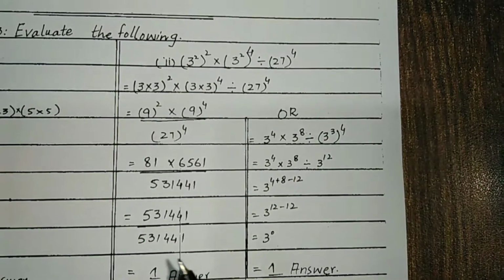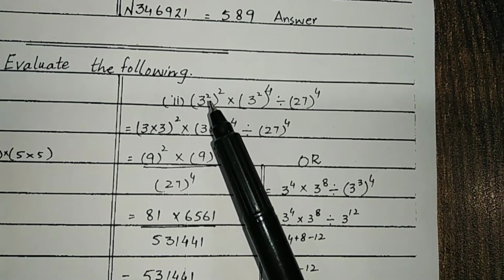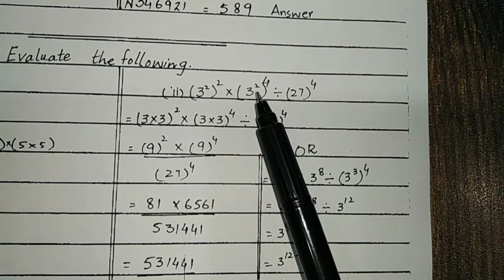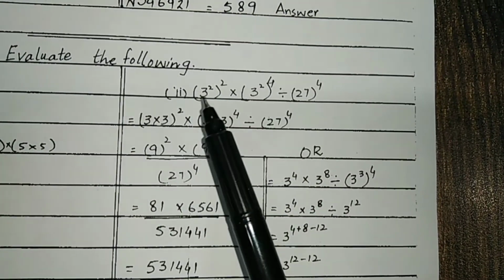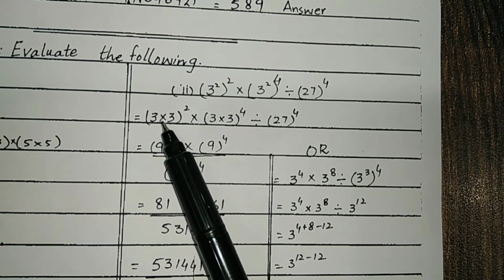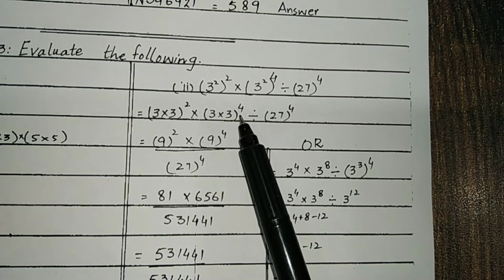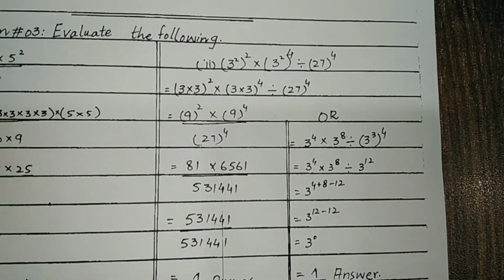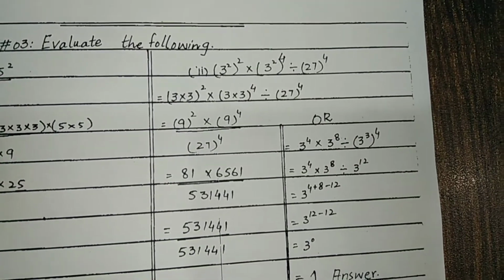Part number 2, there are 2 methods to solve this part. (3 power 2) whole power 2 times 3 power 2 times 4, divided by 27 whole power 4. So it means 3 power 2 can be written as 3 times 3, 2 times 3 power 2, 2 times 3, divided by 27 power 4.